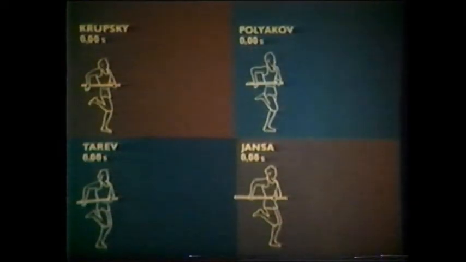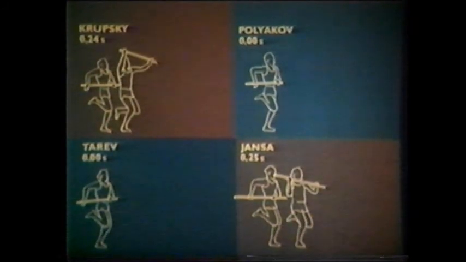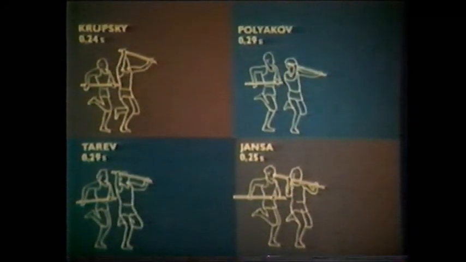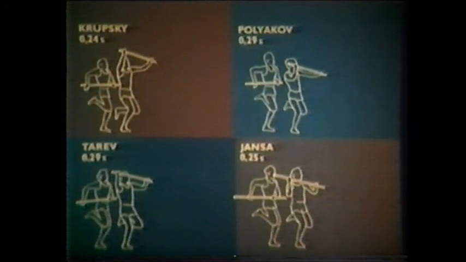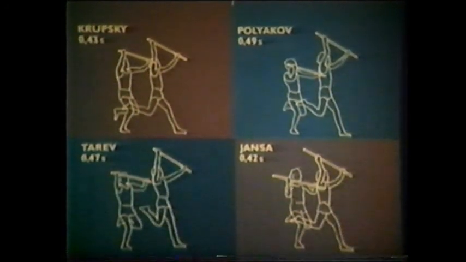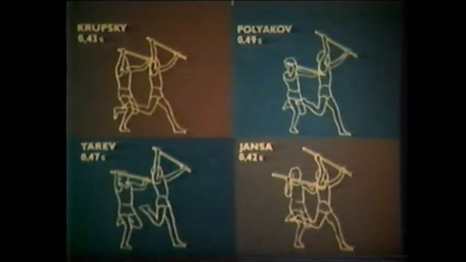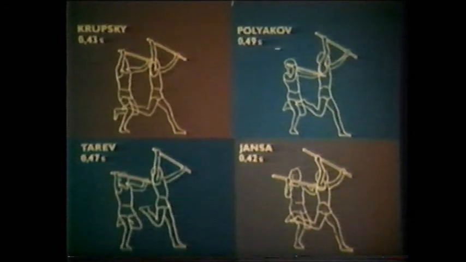The comparison of the time course shows that both Krupski and Jansa raise the pole along their body faster than Tarev and Polyakov, who raise the pole along a curved line. At the moment of the takeoff foot landing, the right arm is not straightened in time in the case of Polyakov and Jansa. Tarev leans backwards.